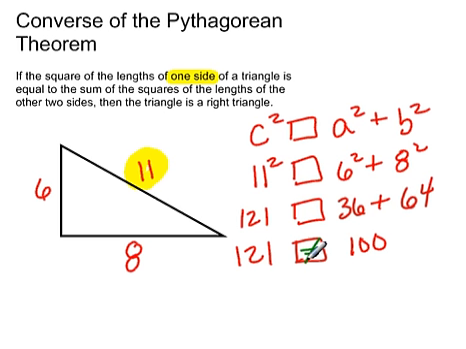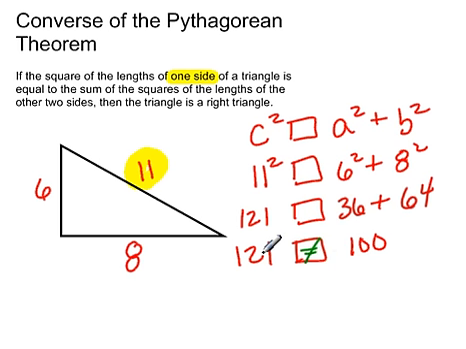So what can we conclude? This is not a right triangle. And going back to a previous lesson, we can also state that this is not a Pythagorean triplet. Now, what happens if we get this little situation of not equal to? We can actually determine what type of triangle this is.